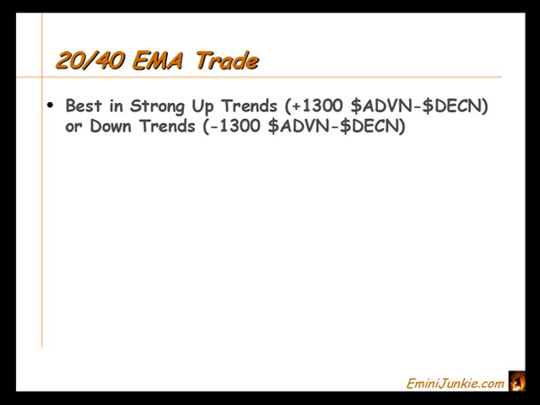Today's lesson is going to be on the 20/40 EMA trade, and that's the exponential moving average. This trade is one of the favorites. Some people call it the grail trade, and it's best used when we have a strong uptrend or a strong downtrend.